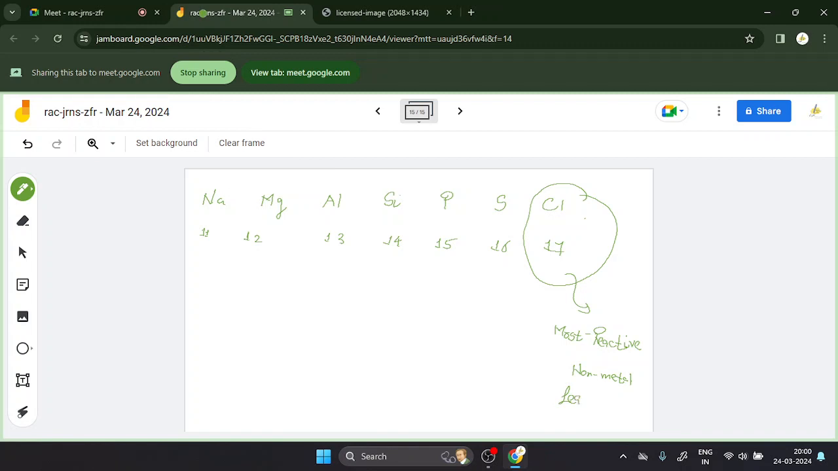Clear? Least reactive metal. You can write the opposite as well, or you can say Na is the most reactive metal, right? Most reactive metal here. Understood what I am trying to say? Now when I go like this, the non-metallic character will increase and this will become the most non-metallic, and when I go from here to here, the metallic character will increase. That is the reason why this is the most reactive metal. Clear? Understood?